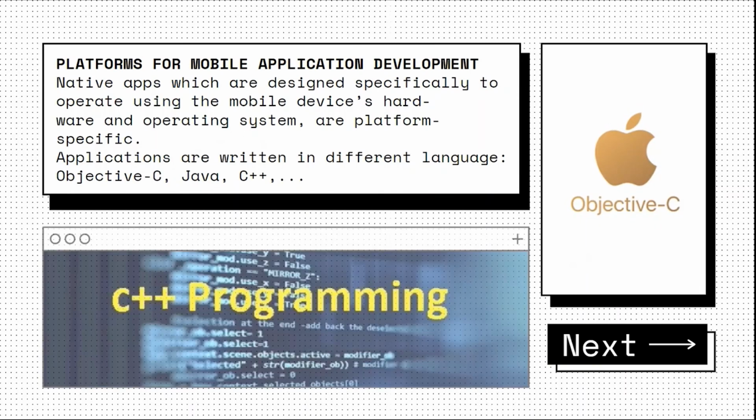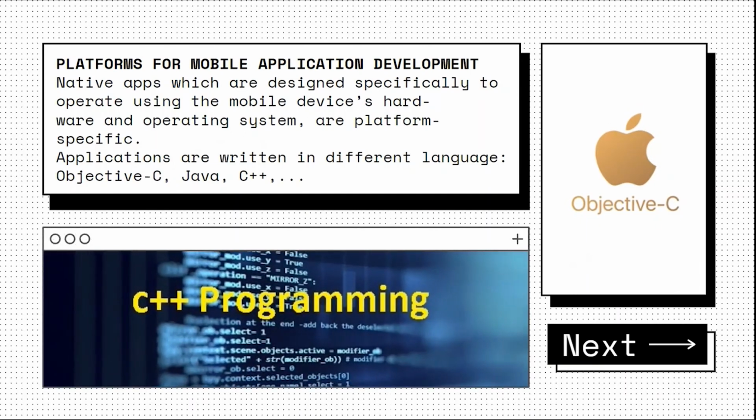We start with the first point, platforms for mobile application development. Unlike mobile websites, which can be accessed by any web-enabled mobile device, native apps, which are designed specifically to operate using the mobile device hardware and operating system, are platform-specific. Applications for the iPhone, iPad, and other iOS devices are written in the Objective-C programming language. Applications for Android typically are written using Java. Applications for Windows mobile devices are written in C or C++.